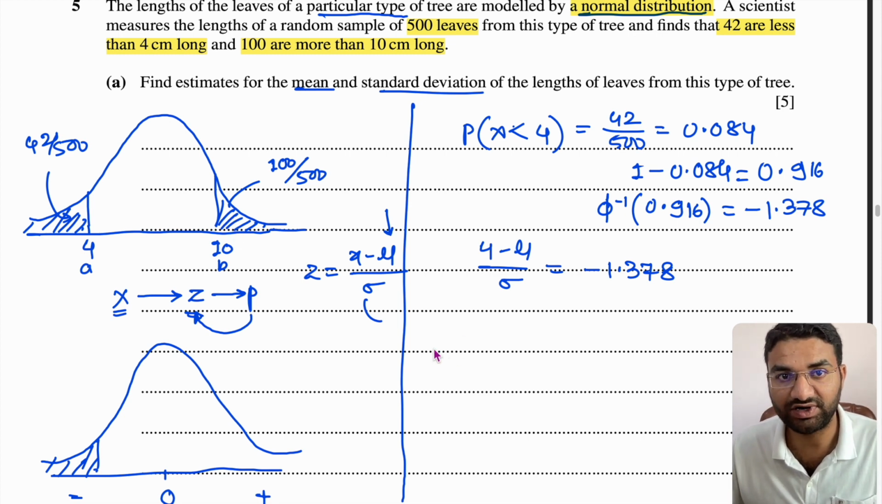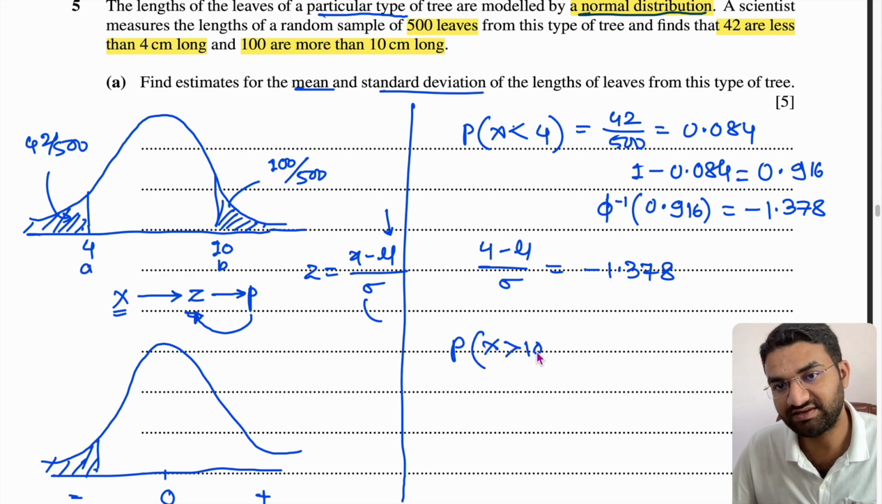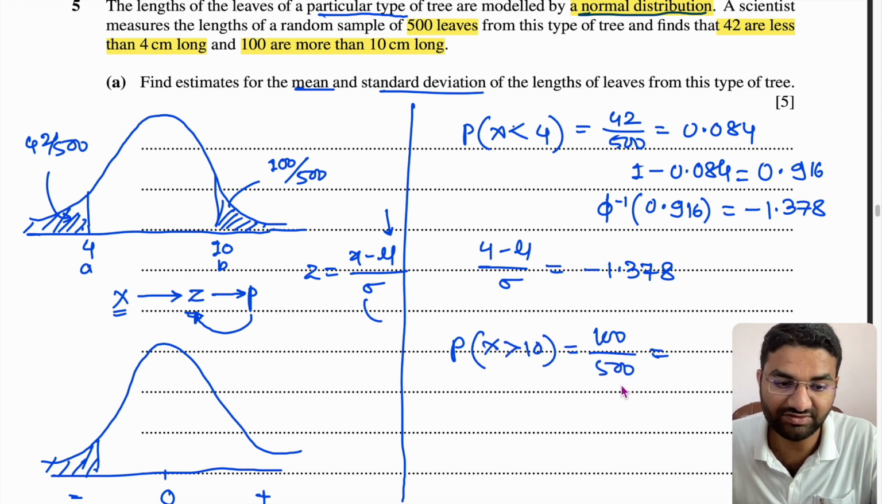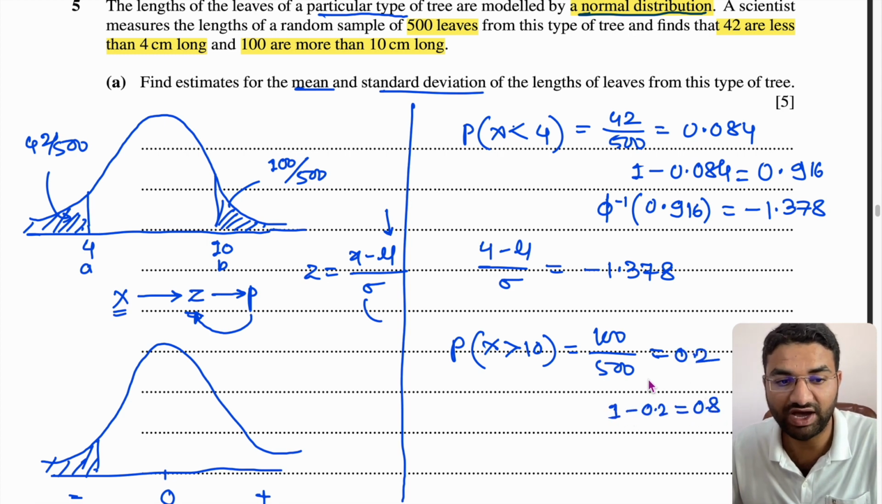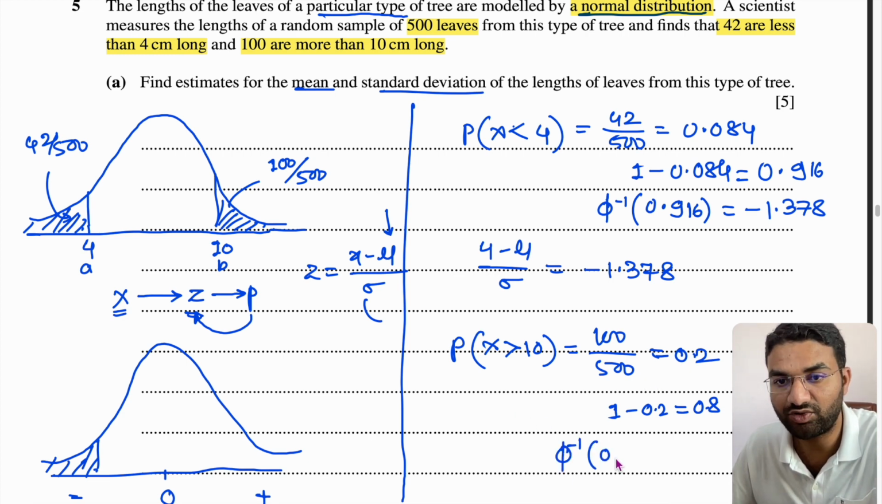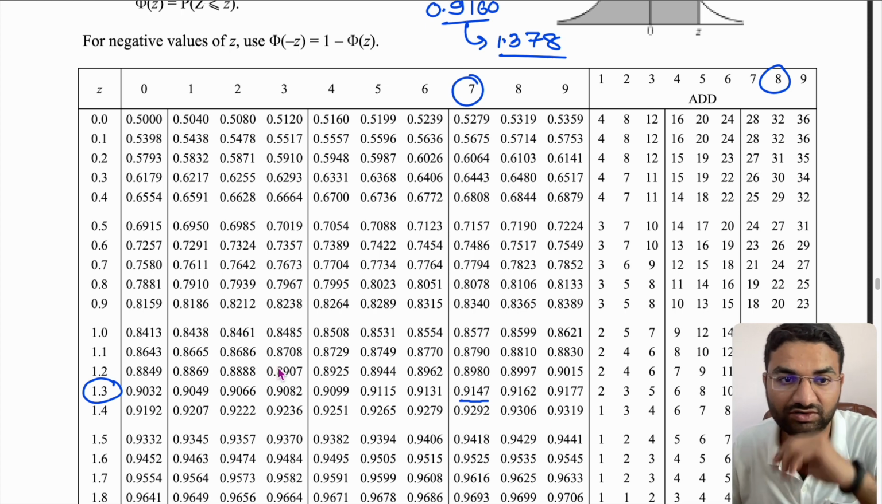Greater than 10 centimeter. So the probability of x greater than 10 centimeter, 100 divided by 500, is 0.2. Then 1 minus 0.2 is 0.8, and you have to check the normal distribution, meaning phi inverse of 0.8, which we have to check here.